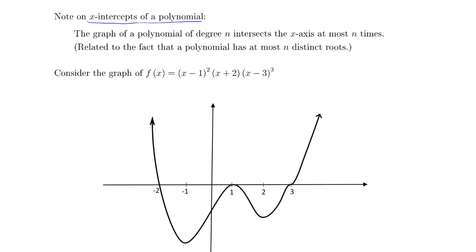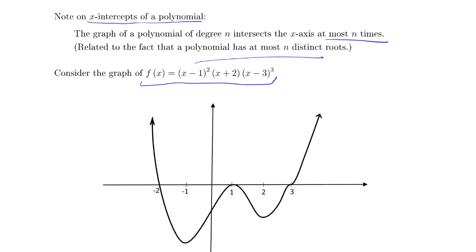X-intercepts of a polynomial. The graph of a polynomial of degree n intersects the x-axis at most n times. So if you have a cubic, at most 3 times; quadratic, at most 2 times; linear, at most 1 time. Imagine we had this polynomial already factored out. We can easily see that we have some roots here.